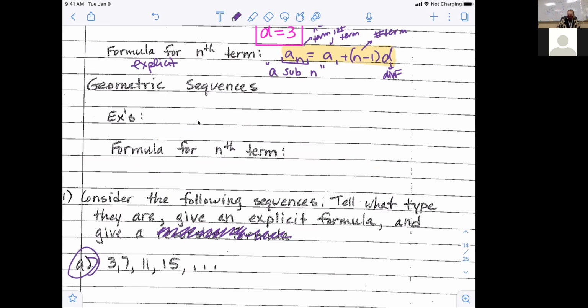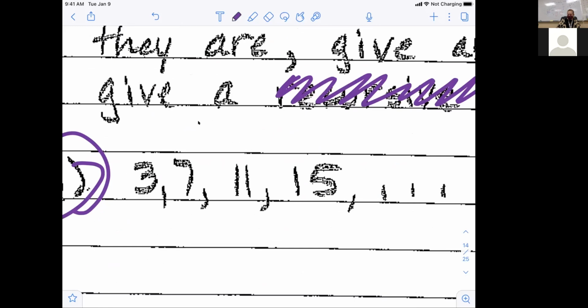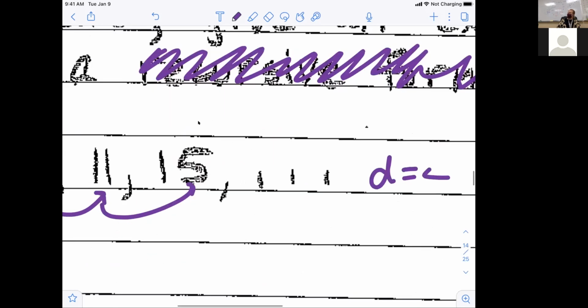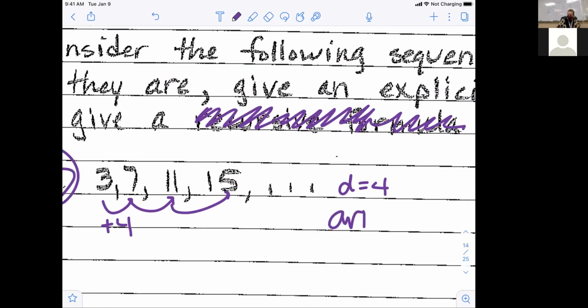So first thing I noticed, I haven't taught you another type, so this has got to be arithmetic. So what am I doing to get between each term? What am I doing each time? Plus 4. Good. So my d, my common difference, is positive 4. It's arithmetic because I'm adding or subtracting, not multiplying or dividing. You don't know that yet.